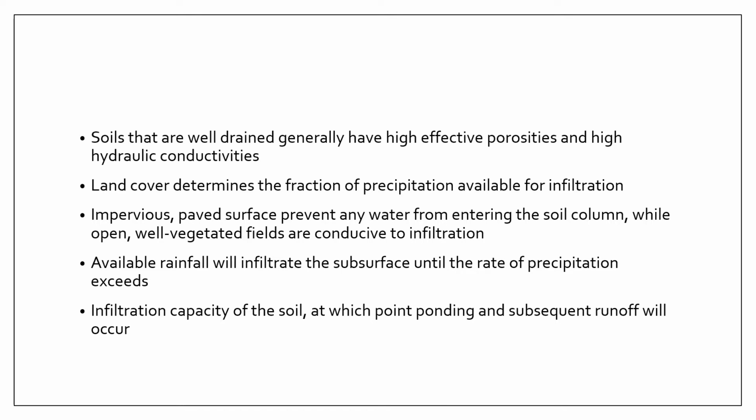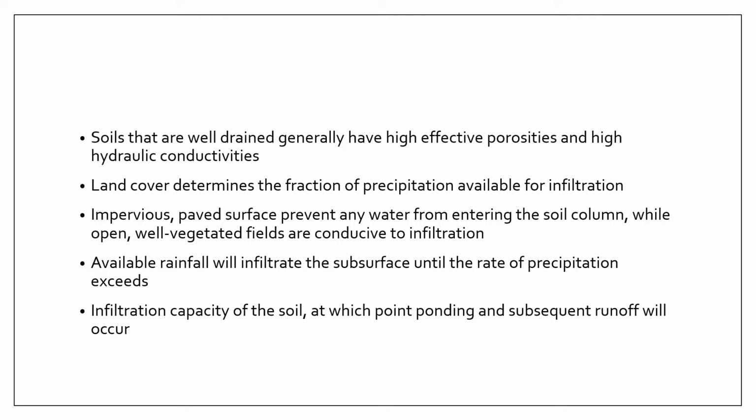And then land cover will actually tell you how much fraction of precipitation is available for infiltration, like particularly how much of the ground surface is actually exposed or is open for infiltration. For example, if you're talking about an urban area with a concrete or asphalt surface, you can expect more or less a surface that can barely allow infiltration.